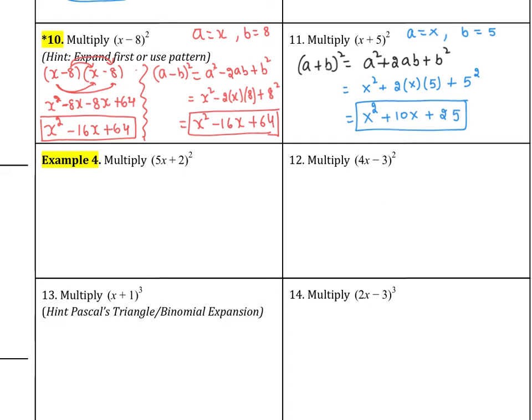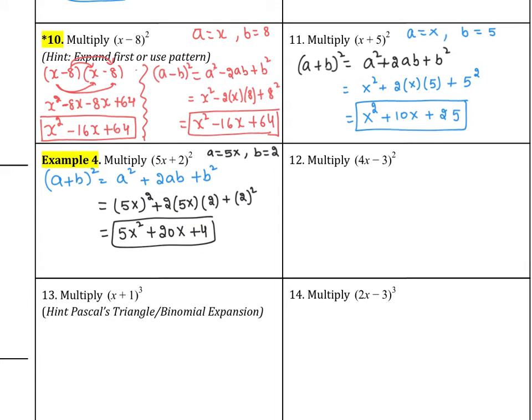Example number 4, we are going to multiply (5x plus 2) square. So we can use either the formula that is (a plus b) square, that is a square plus 2ab plus b square, or FOIL method to multiply, or even box method. So where a is 5x and b is 2. So we're going to just plug in 5x as a and 2 as b.